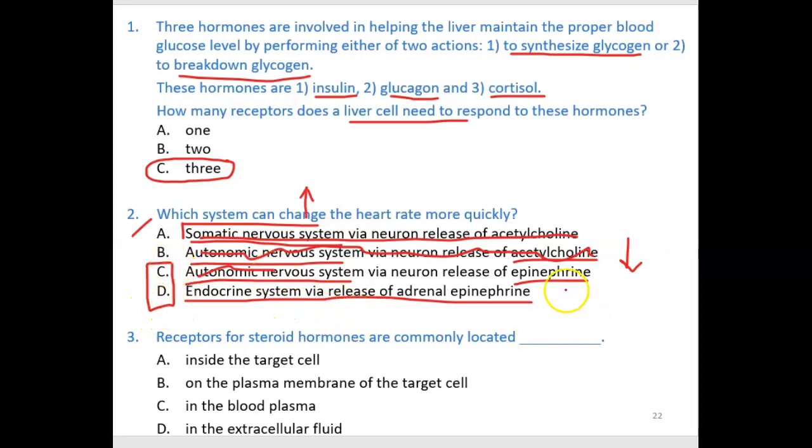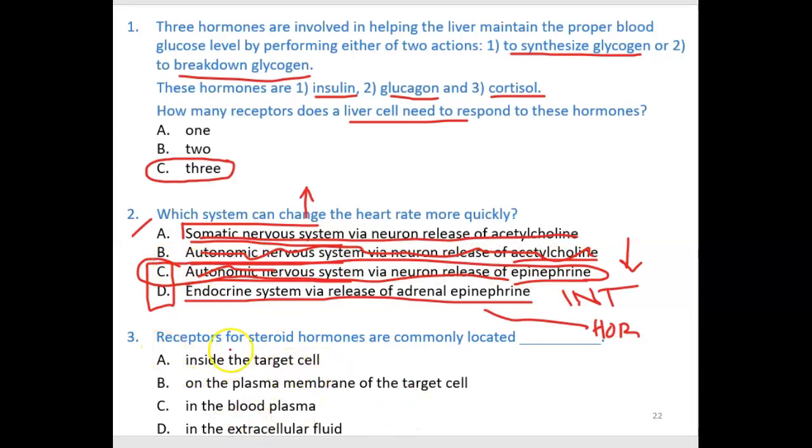Okay, this is a peptide hormone. This is the same peptide. This is a peptide neurotransmitter, and this is a peptide hormone. So the real question is, does the nervous system or the endocrine system act quicker? And the answer is the autonomic nervous system, through the release of epinephrine, acts the quickest. So your answer is C.